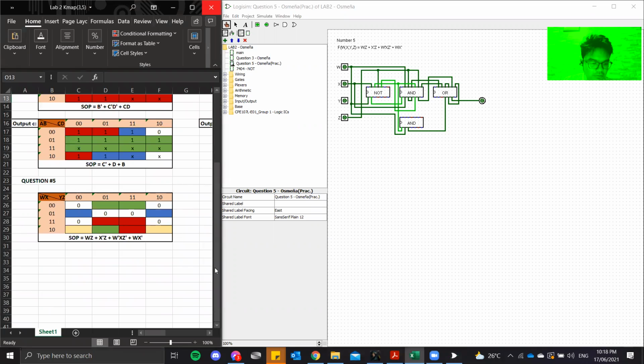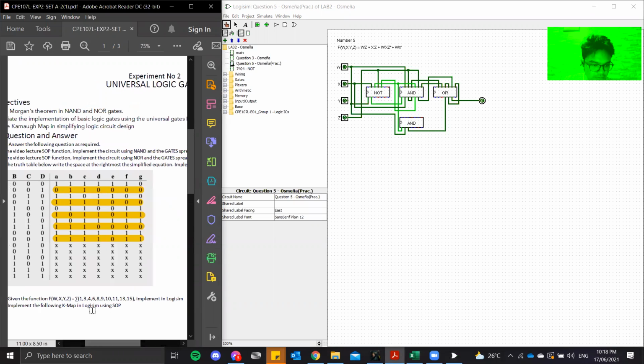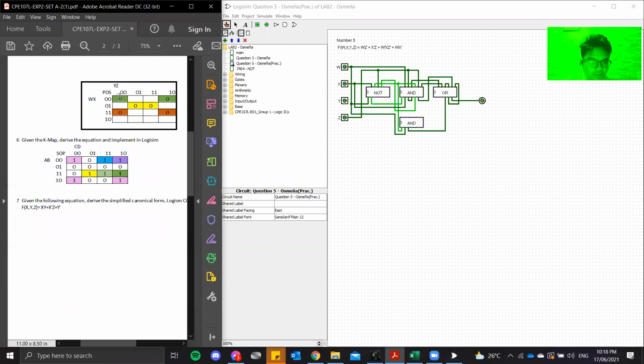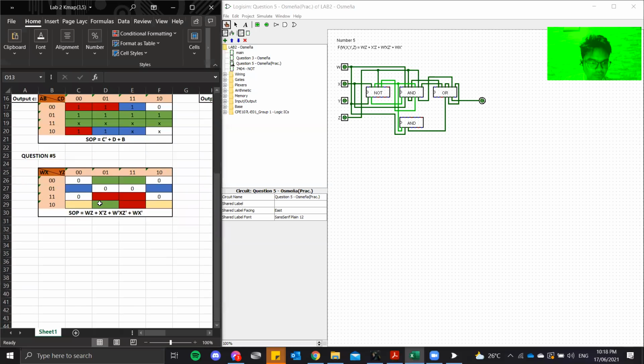Let me show you the Excel. So basically here, this K-map shows the zeros, but it says here you should use the sum of products. So all the zeros are considered as primes, or complementary, or stuff like that. So here the blank spaces are rendered as 1, as you can see here. In this K-map that I have made for question 5, these blank spaces are considered as ones.